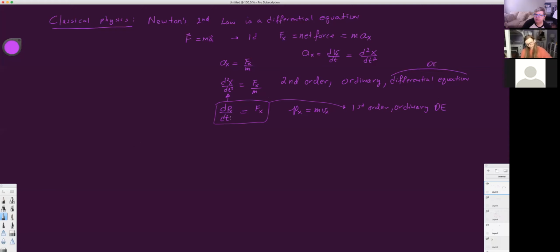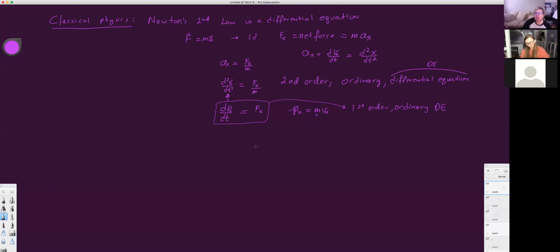So this thing here is the same as this, right? It's just that it allows for the fact that m might be changing, like when you have a rocket. Rockets are expelling fuel to give themselves thrust, and that fuel is changing their mass because they're getting rid of the fuel, very, very fast. So that change in mass matters for a rocket. Okay, but anyway, these are differential equations.